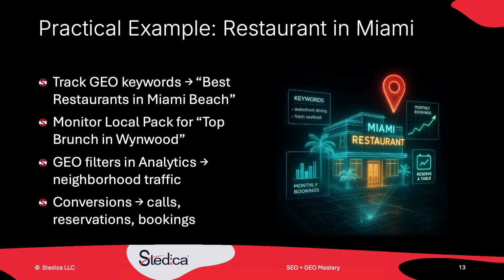Practical example. Imagine you run a restaurant in Miami. You track geo keywords like best restaurants in Miami Beach. You measure local pack visibility for top brunch in Wynwood. In Analytics, you filter Miami neighborhoods to see which ones bring the most diners. And in your Google business profile, you monitor calls and bookings to know which actions local users take most. That way, you always know if your local SEO strategy is working and exactly where to improve it.